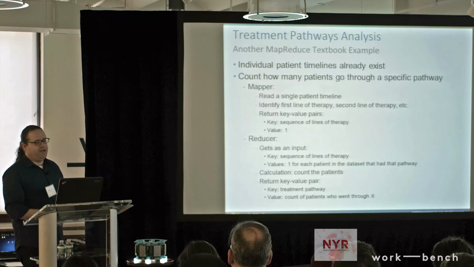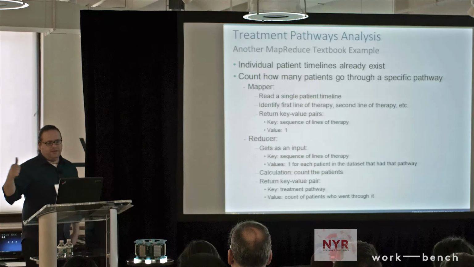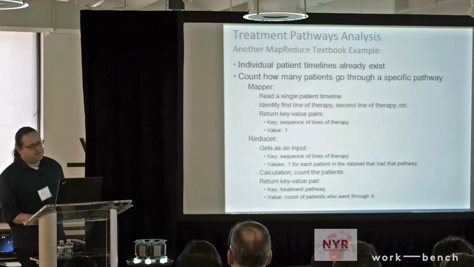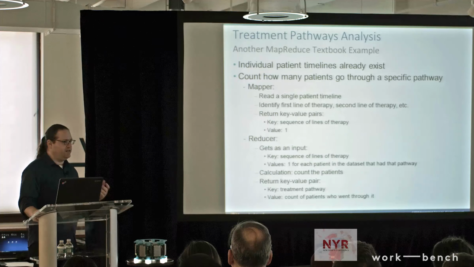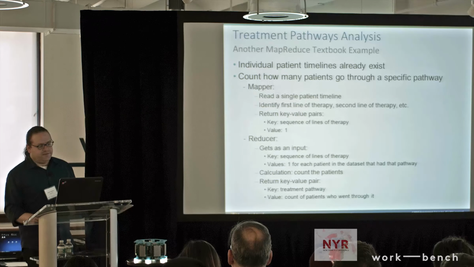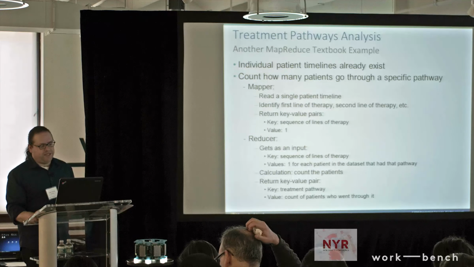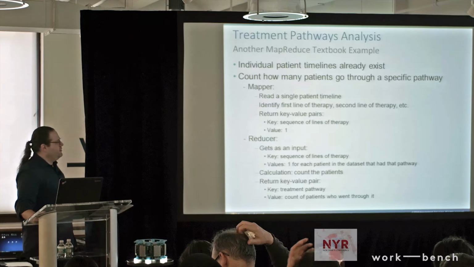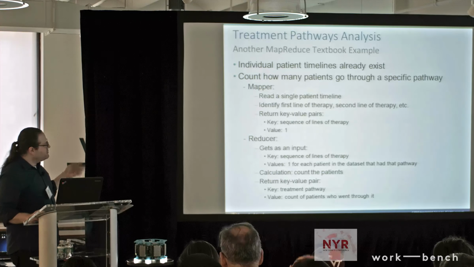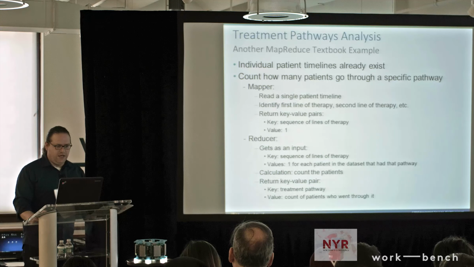Then you return a key-value pair. The key is going to be just the sequence of lines of therapy: therapy A, therapy B, therapy C. The value is 1 because I had one patient. The reducer, as an input, gets the sequence of lines of therapy and a value 1 for each patient that actually had that line of therapy. The calculation is count them, which is just sum it all up. You return a key-value treatment pathway, which is just the sequence of treatments, and the count of patients who went through it. If you want to write a combiner, the reducer is just going to be the sum instead of the count, and then everything works as a combiner as well.